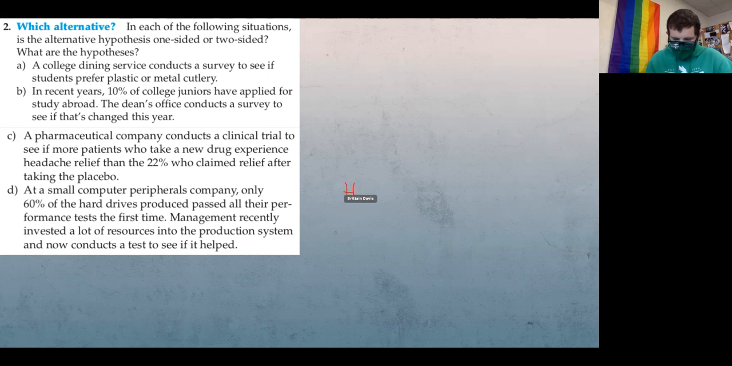And so just to write this one, and then we'll move ahead. The null hypothesis is that, let's see, the proportion is what? We're looking at this part D.